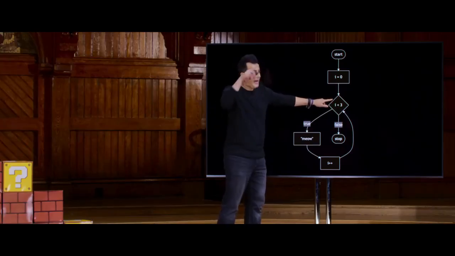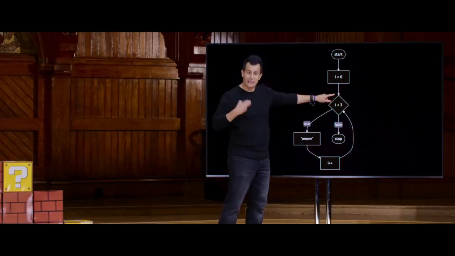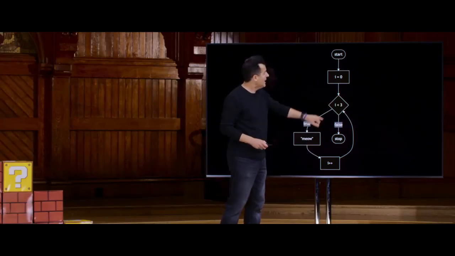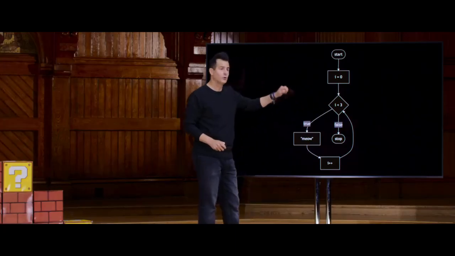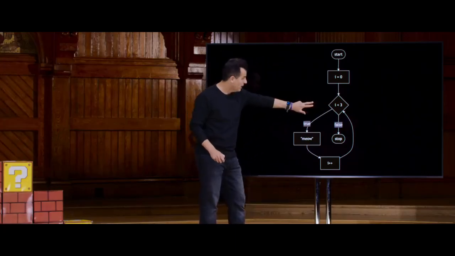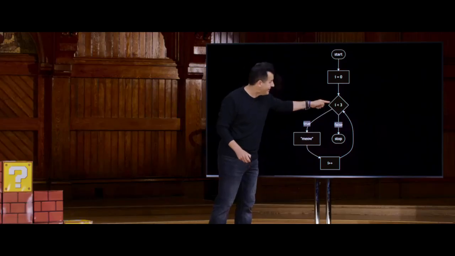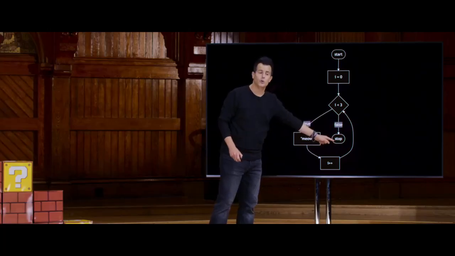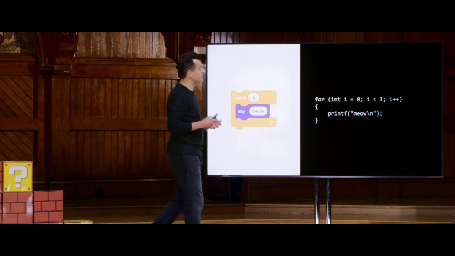You constantly have the condition being checked again and again. That's just how C works. As soon as I've incremented i from 0 to 1 to 2 to 3, 3 will eventually not be less than 3. So the answer will be false. So the loop will just stop. So that has the effect of achieving the same.